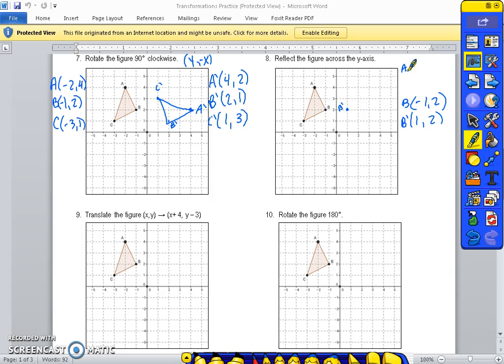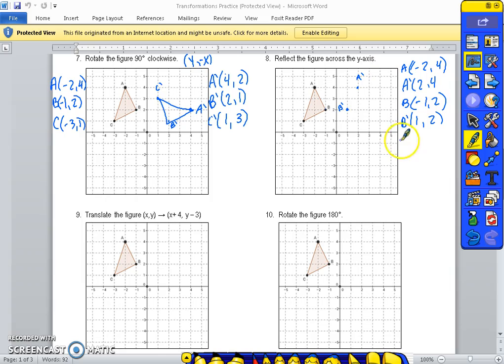A is negative 2, 4. When we flip across the y-axis, we change the x-coordinate, because it has to go on the other side, so it's going to go to the right to be graphed instead of going to the left. So that's positive 2, positive 4.